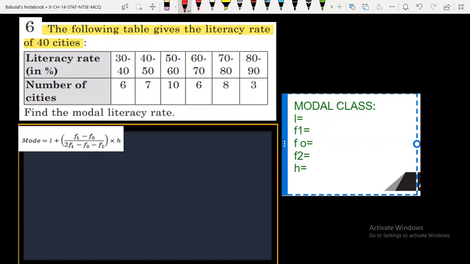We will first see which of the given frequencies is the highest. 10 is the highest, so f1 is 10. So in place of f1 you write 10.